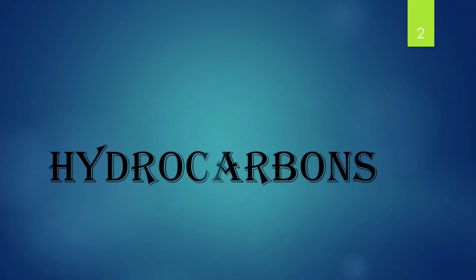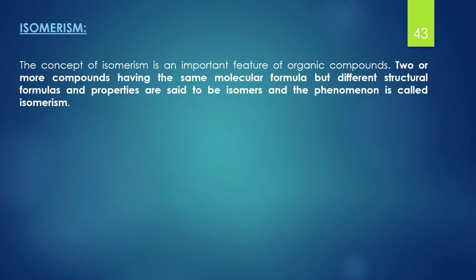In this video lecture, I will teach about isomerism of different organic compounds in detail. Let us discuss isomerism now. The concept of isomerism is an important feature of organic compounds. Two or more compounds having the same molecular formula but different structural formulas and properties are said to be isomers, and the phenomenon is called isomerism.